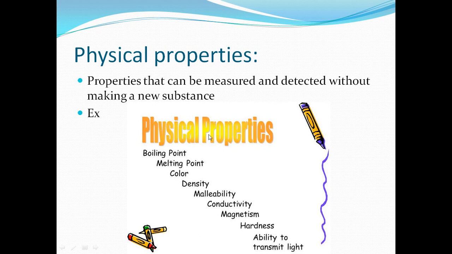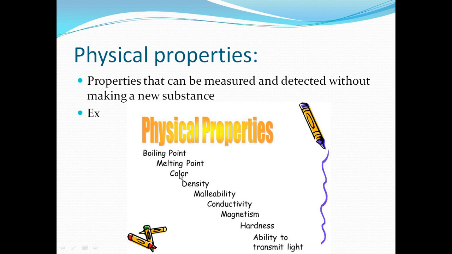Examples of the physical properties, like the boiling point. As we said, what is meant by boiling point? Yes, the water changes from liquid to vapor at 100 degrees Celsius. This is called boiling point. Melting point, for example, the ice. The ice starts to change from solid into liquid at 0 degrees Celsius. This temperature is called melting point.